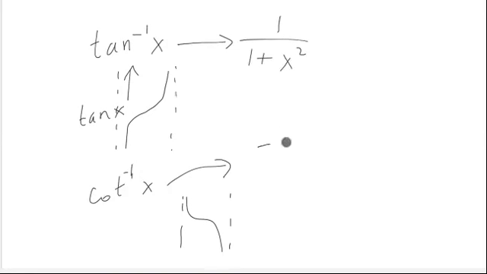We should expect to have something like -1 over 1 plus x squared, which is exactly what happens. So if you can do one, you can do the other. It's just going to be the reflection here, and it just has to do with restrictions. A similar thing happens between secant and cosecant. So it really suffices just to consider a rationale for just one of them.